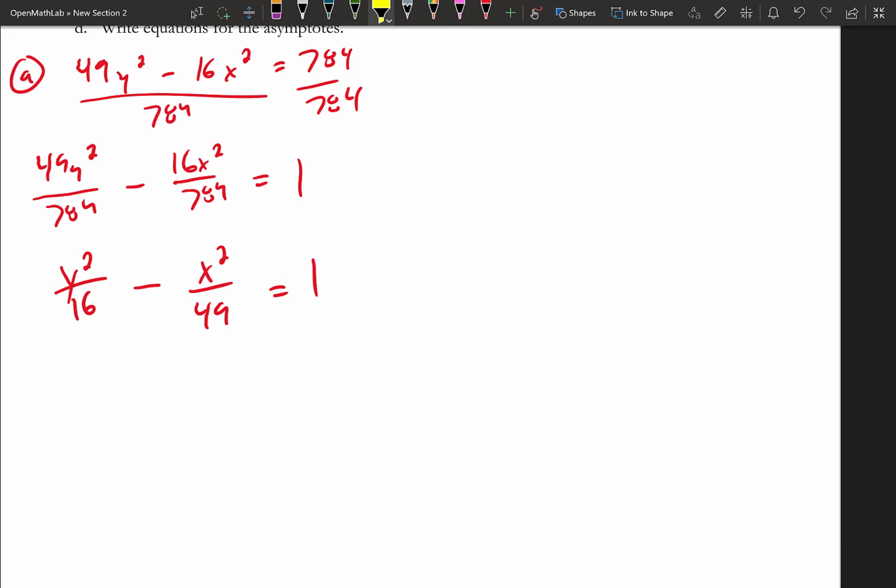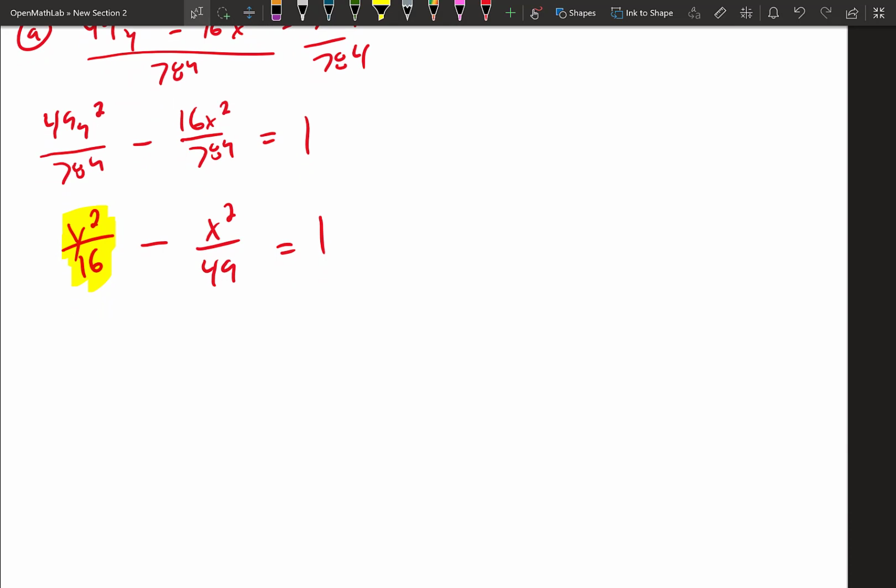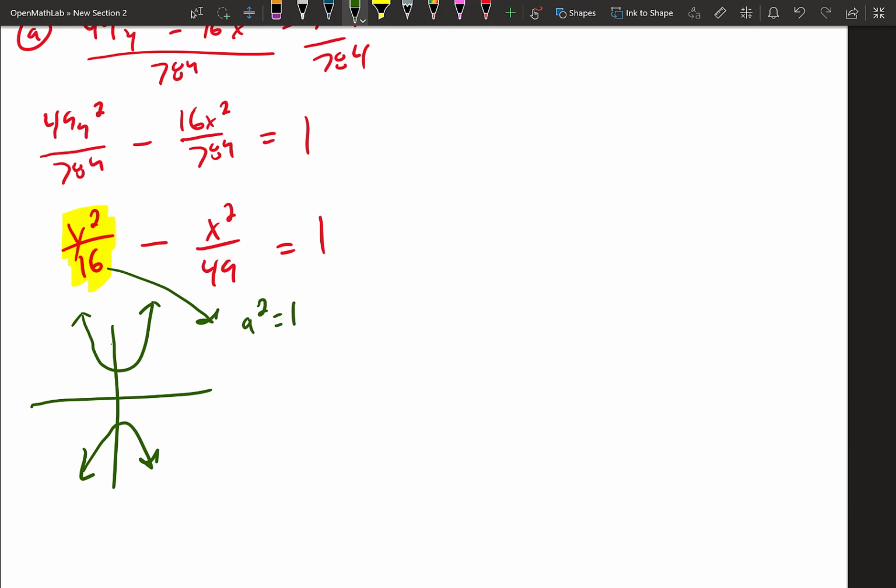And what you want to pay attention to is this term that's positive. Since it's the y squared that's positive, that tells me that my graph is going to open up and down. We're going to have a situation like this, and that also tells me that that denominator is going to be a squared. Remember, a squared is not always going to be the biggest number. It's always the value underneath the variable that has the positive coefficient.